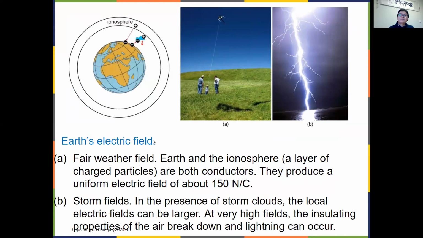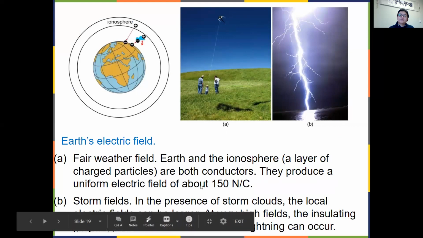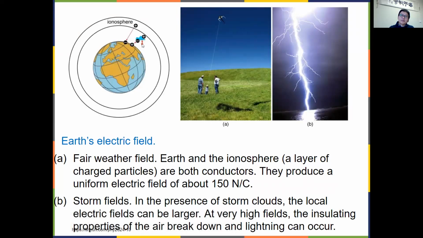The Earth itself is actually negatively charged. It has an electric field of about 150 newtons per coulomb. So when lightning happens, the charges go from the cloud to the Earth. That's when it happens.